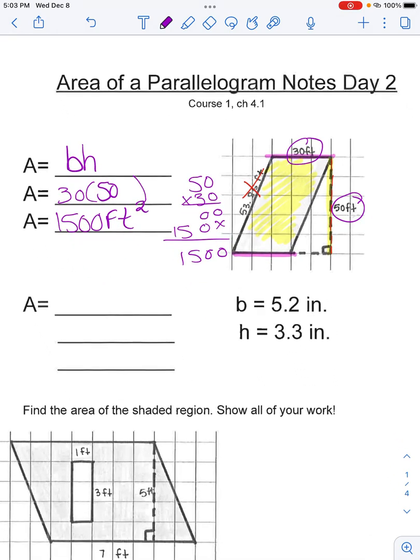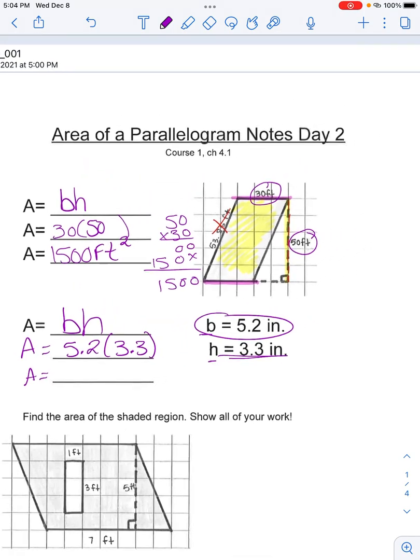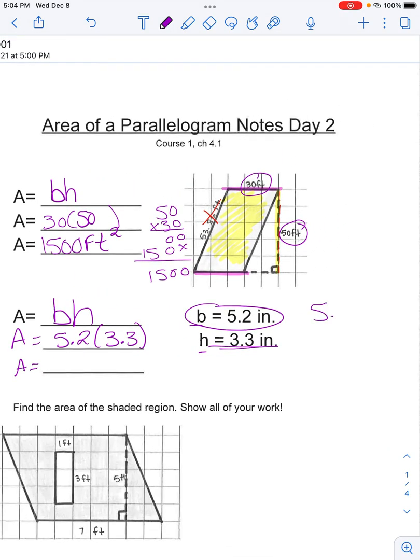The second one, it doesn't have a picture for us to use, but that's okay. It gives us a B and an H. So we know there's a base and a height. So we know this is also a parallelogram. So again, we're going to write the formula on line 1. We're going to substitute in 5 and 2/10 for the base and 3 and 3/10 for the height. And then we're going to solve. So again, I should see this work on your paper, please.